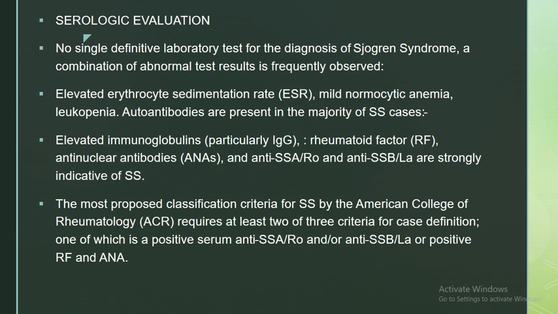Elevated immunoglobulins, particularly IgG, rheumatoid factor, and of course the antinuclear antibodies that are specific for Sjogren's, anti-SSA and anti-SSB, are strongly indicative. The most proposed classification criteria for Sjogren's syndrome by the American College of Rheumatology requires at least 2 of 3 criteria for case definition, one of which is a positive serum anti-SSA or anti-SSB, or a positive rheumatoid factor and antinuclear antibody. This is of course in addition to the clinical criteria.